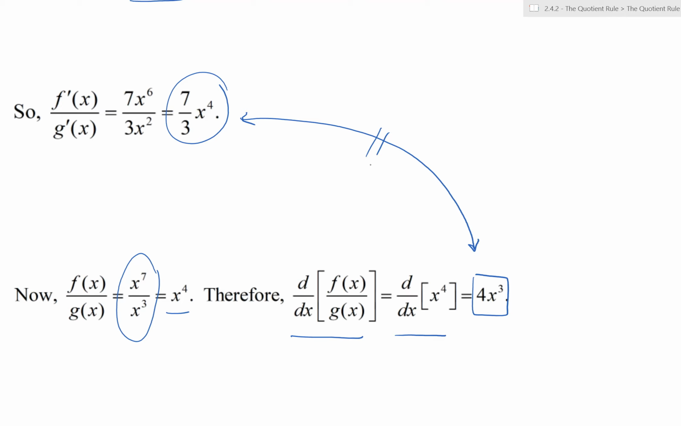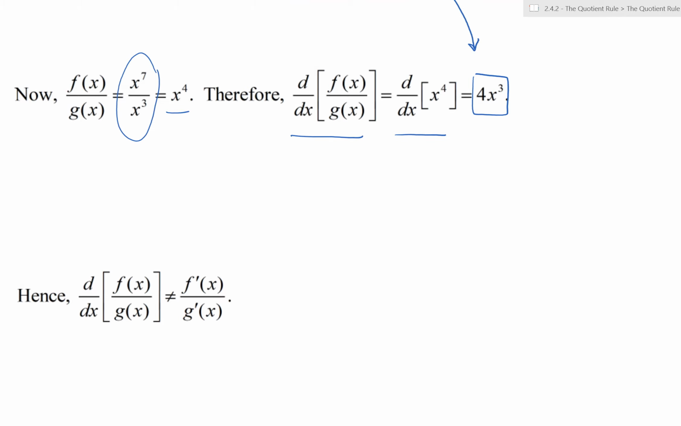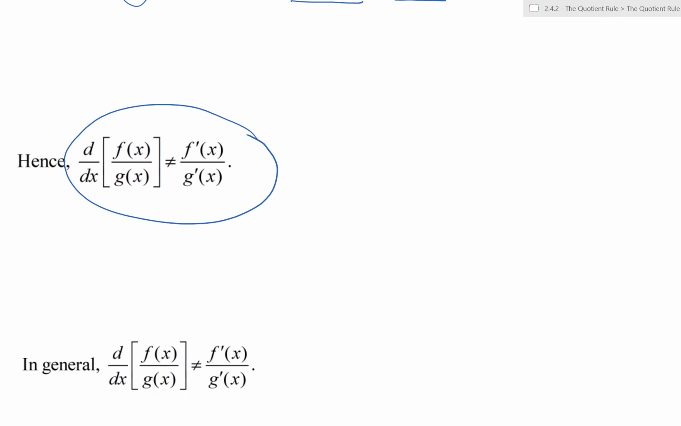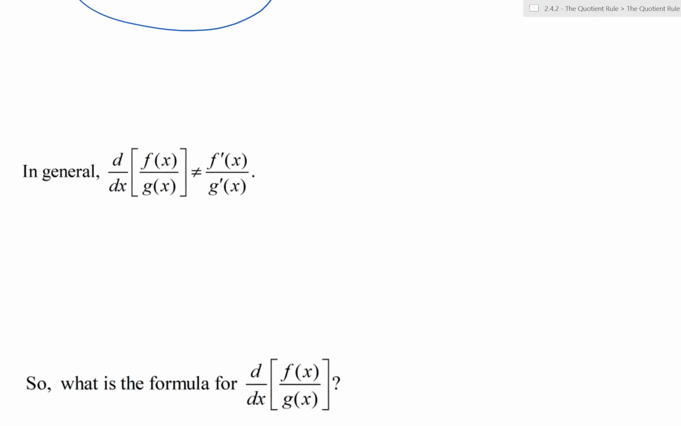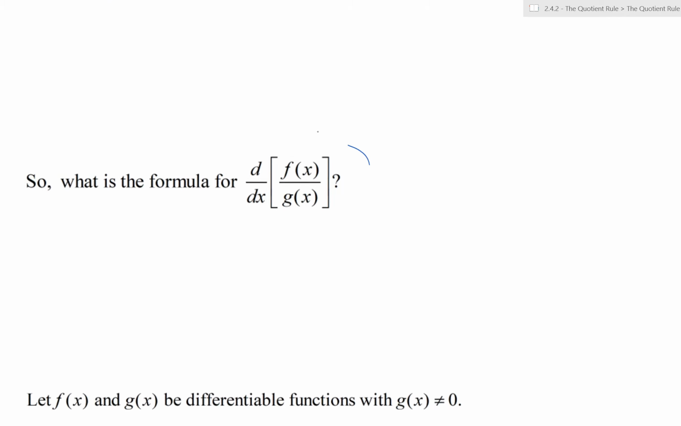So now the issue becomes, what is the rule for the derivative of a quotient of two functions? There's that statement again: this is not true in general. The derivative of a quotient of two functions is not equal to the quotient of the derivatives of the functions in general. So like I said, what is this formula? How do you find the derivative of a quotient?